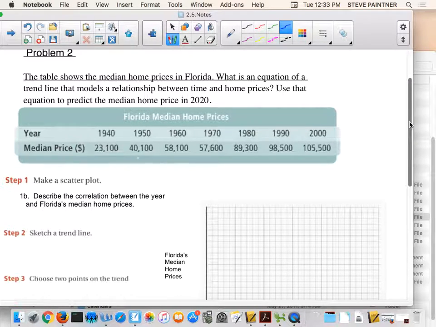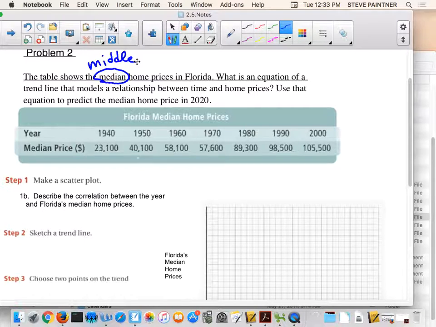Okay, the table below shows the median home prices for Florida. First of all, this is a statistic term. Median means? Middle. Yes, it means just the middle. It's not the average. It's the middle of the data. Okay, that's all it means. All right, so the middle home price in Florida.